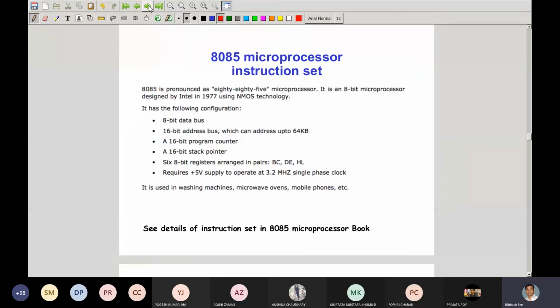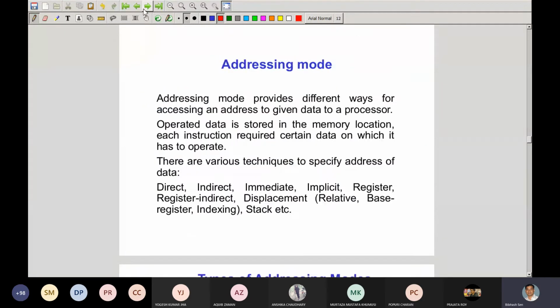So the 8085 microprocessor will be taught by your teacher, Amsha ma'am. I think she will explain all these things during the classes.